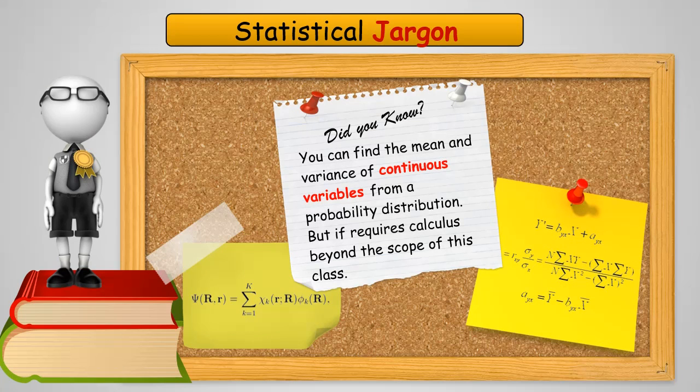And just a note, we've been talking about discrete random variables. For continuous random variables, you can compute the mean and the variance as well. However, it requires a calculus formula, which is well beyond the scope of what I'm teaching in this class.